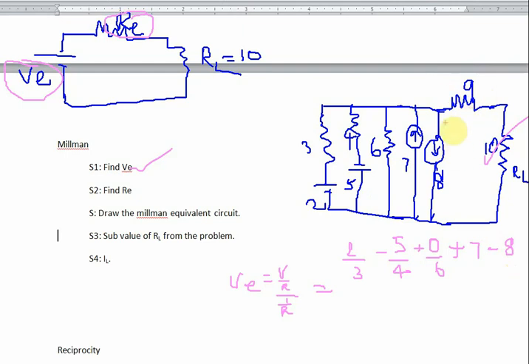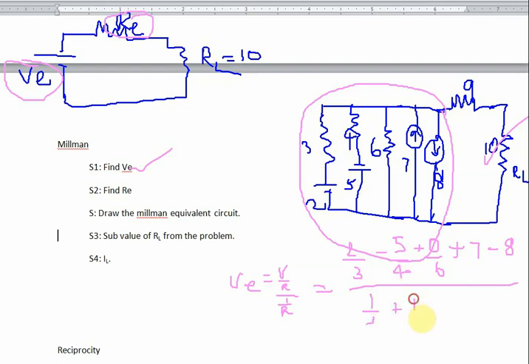And then what to do? These terms only you are going to find out. Then substitute, divided by the resistances: 1 divided by 3 plus 1 divided by 4 plus 1 divided by 6. That's all. Through that you are going to find out the VE.